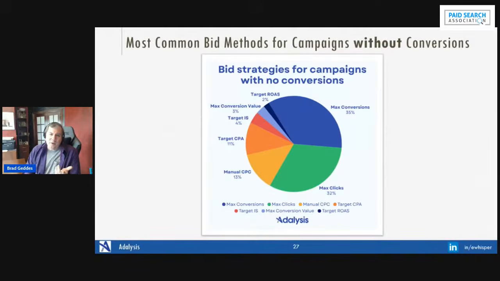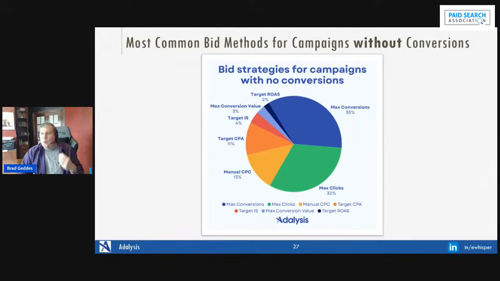And then the ones who are using target CPA and target ROAS, I think your conversion tracking is broken. Now, I looked at no conversions for a 90-day window, so there were no conversions for 90 days. So that's a long time for broken conversion tracking, but it happens. Target impression share being 4% does not surprise me without conversions, because that whole conquest campaign thing comes into play too.